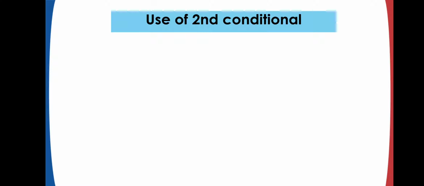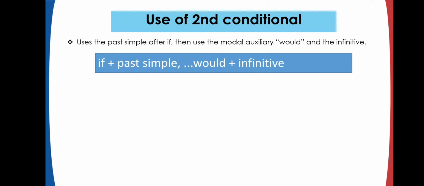Okay guys, so as you can see, the video was about the use of the second conditional, right? And something important that we need to remember is that the second conditional is used to talk about imaginary situations, okay? So look at here, it says uses the past simple after if, then use the modal auxiliary would and the infinitive. So this is the structure. If plus past simple, comma, would plus infinitive. Okay?